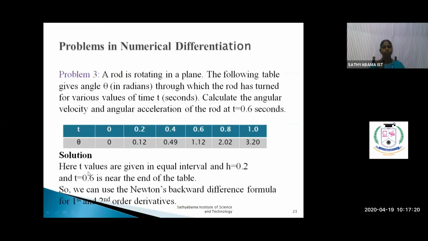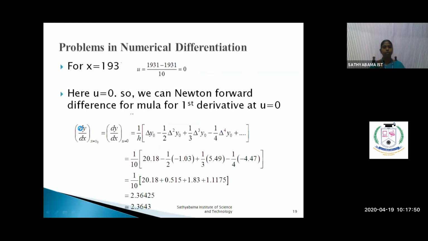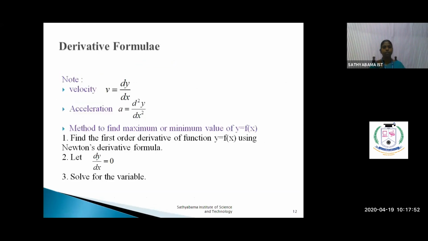So what we want to find out here: t values are given in equal interval, that is h is equal to 0.2. So that we can see first. The t values are given in equal interval 0.2. So definitely I can use either the forward or backward difference formula to find the derivatives. Now acceleration and velocity.